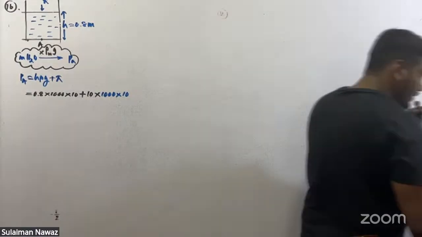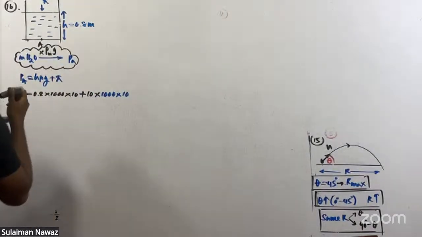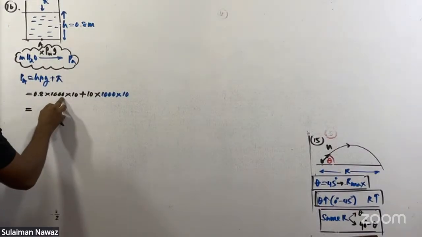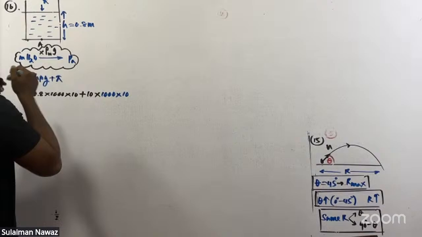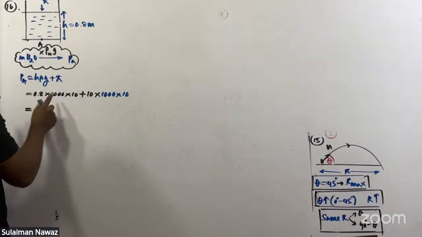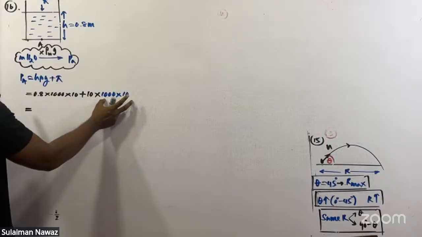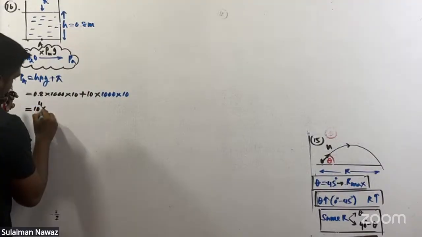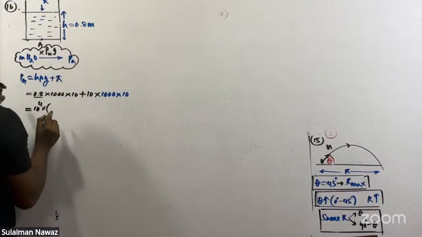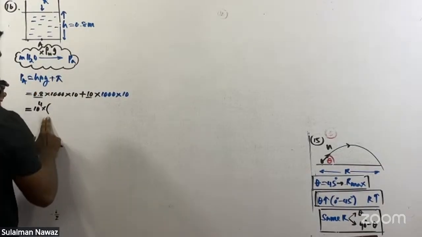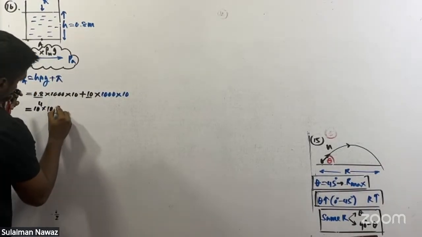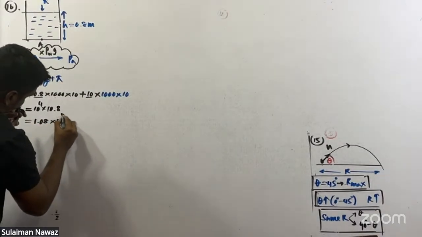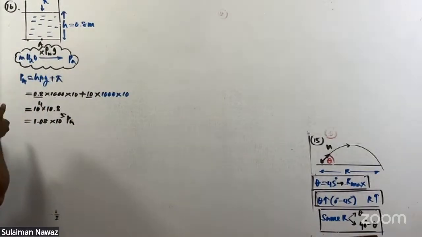Right. Simplify. So we simplify our answer. Here I can take 10⁴ as my common factor out, then here we are getting 0.8 and 10. 10 plus 0.8 means 10.8. Final answer is I think 1.08 into 10⁵ Pascals. Any answer like this? 1.08 into 10⁵ Pascals.